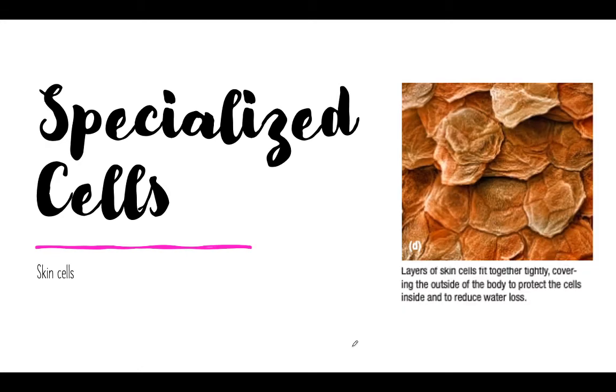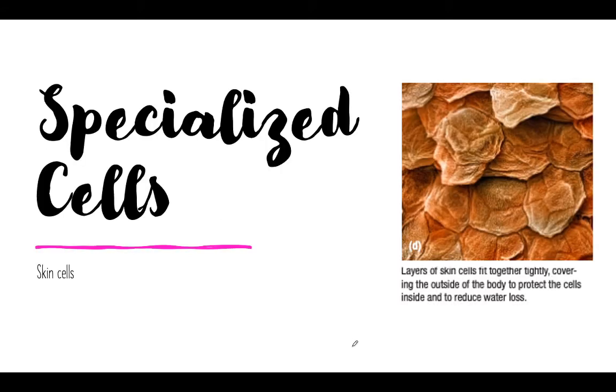And then we've got skin cells. So skin cells are in layers, and they fit together tightly, and they cover the outside of our body, basically for the reason of protection and to reduce water loss as well, right? So we have to be hydrated. Our epithelial layer, or our skin layer, allows for that water in our bodies to stay within them. And that's it for specialized cells.